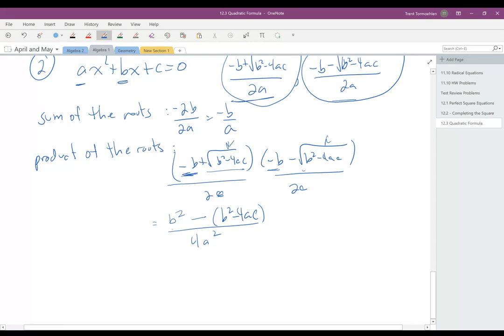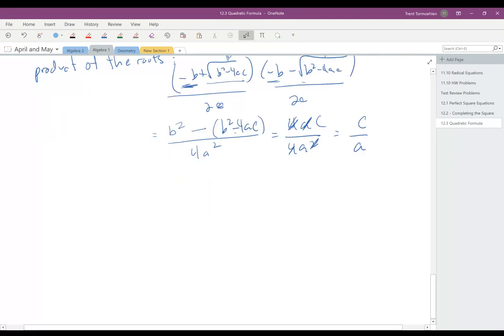Well, when I simplify this, notice what happens. B squared minus b squared goes away. You get a positive 4ac over 4a squared. One of the a's cancels out, the 4 cancels out, and the product of the roots turns out to just be c over a. And this is actually what we refer to as Vieta's formula.